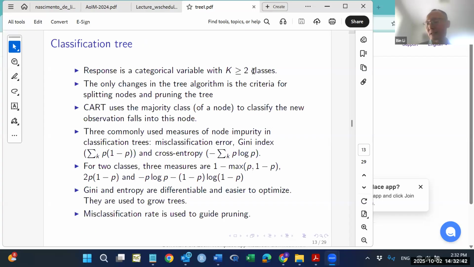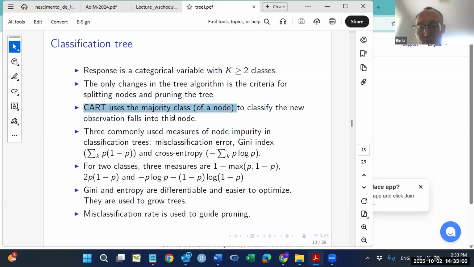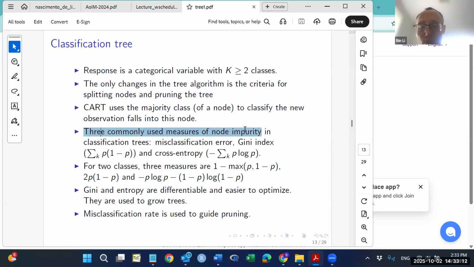Okay, so now let's talk about classification. A classification tree is very much the same as a regression tree. The only change in the tree algorithm is the criteria for splitting nodes and pruning the tree. Classification trees use the majority vote to classify a new observation that falls into that node. The criteria we use to measure how good the model is are these 3 commonly used measures for node impurity: the misclassification error, the Gini index, and the cross entropy.